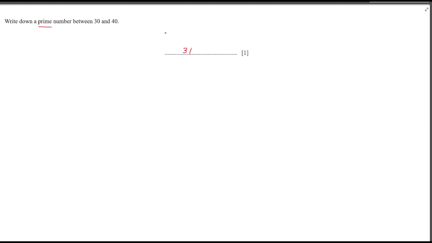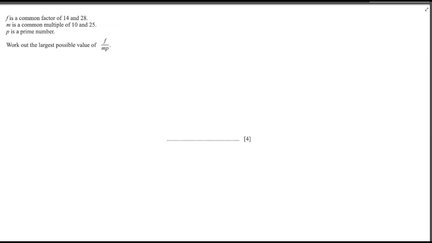There may be some other number also, but as they are asking me only one number, so this is the number. Okay, now f is a common factor of 14 and 28. m is a multiple of 10 and 25. p is a prime number. Work out the largest possible value of f divided by mp.